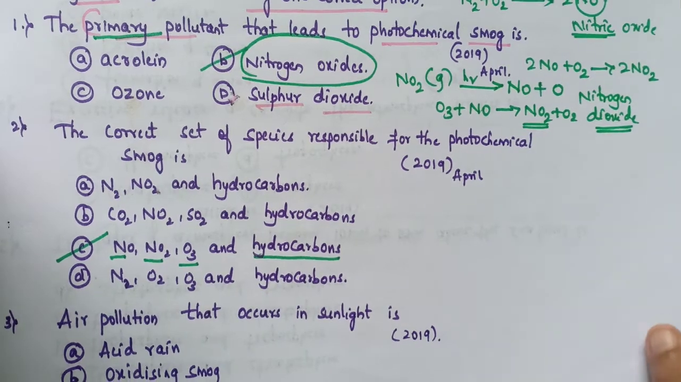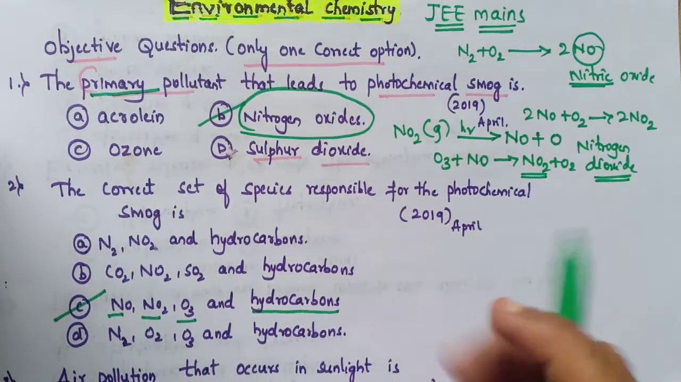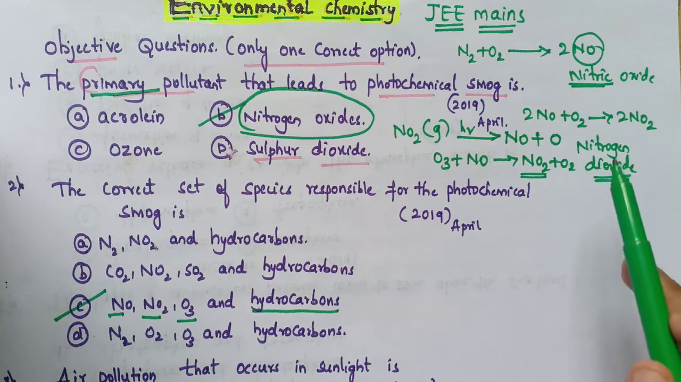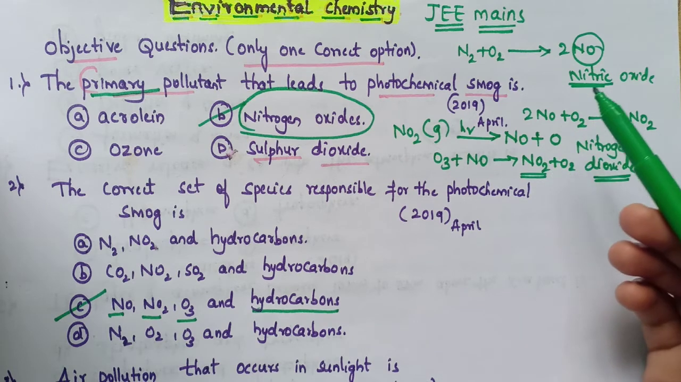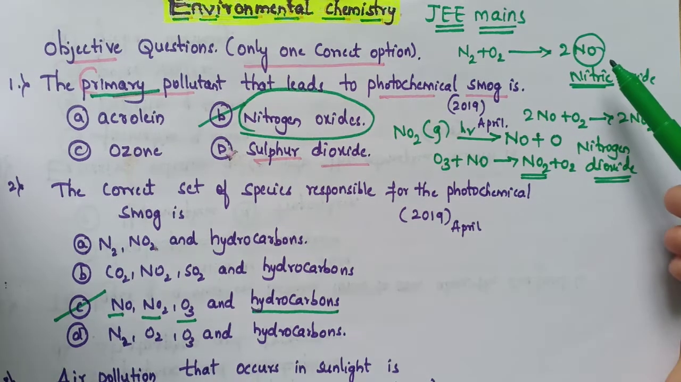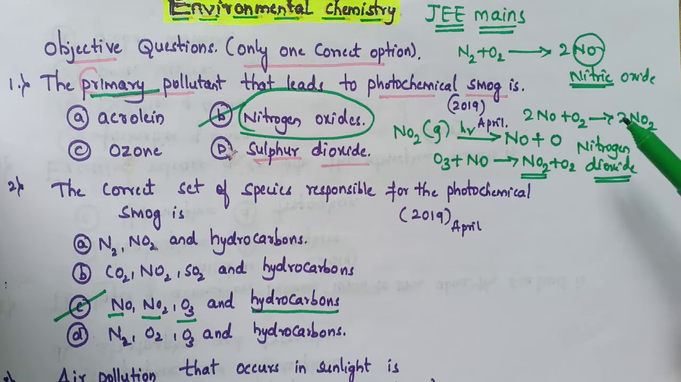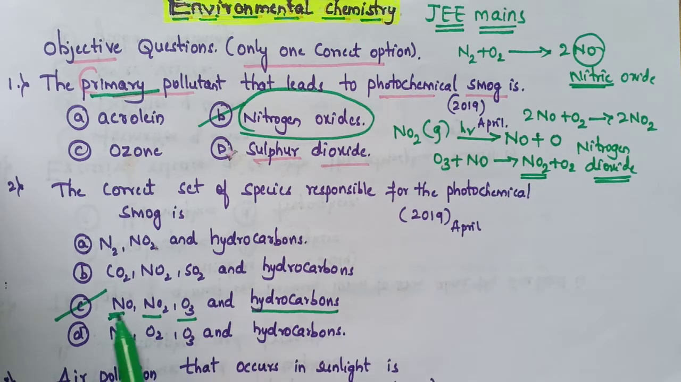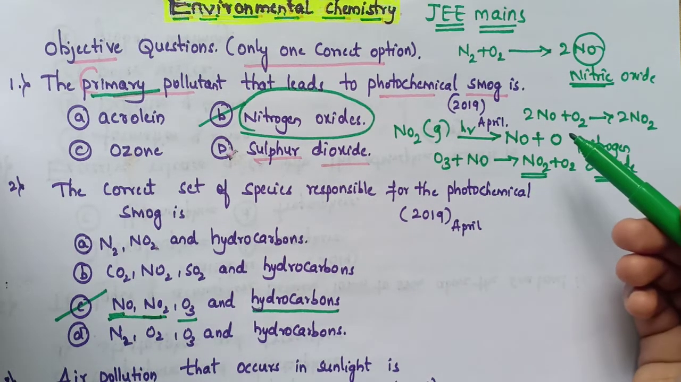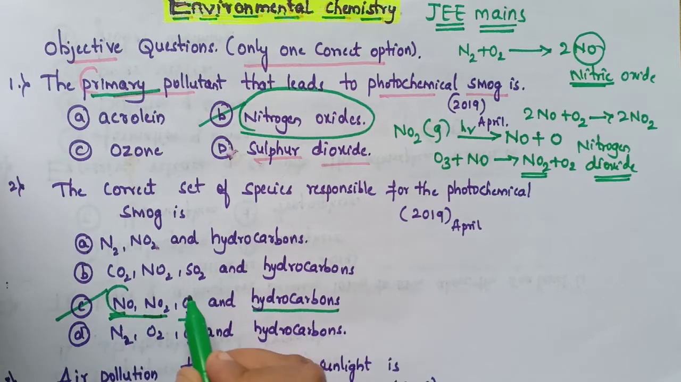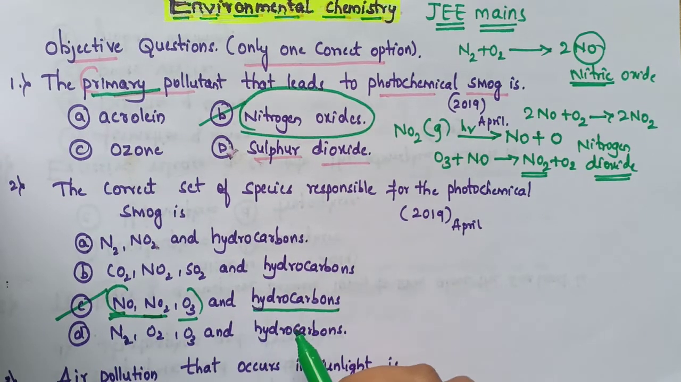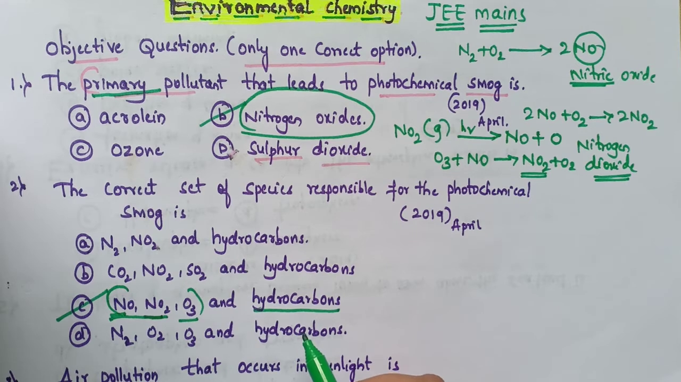Here you can see in the above reaction, it is also about photochemical smog. I have represented these reactions. The species involved in this reaction are nitric oxide, nitrogen dioxide and ozone. We have already seen it in the above reaction, so these three are correct. I have also said that hydrocarbons are main pollutants involved in the formation of photochemical smog. So let's see about these hydrocarbons.